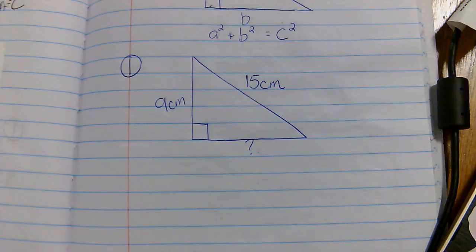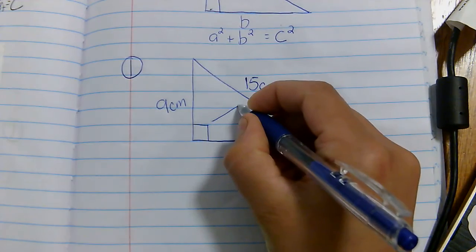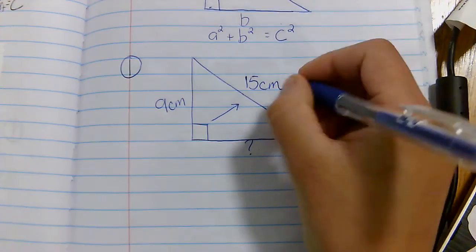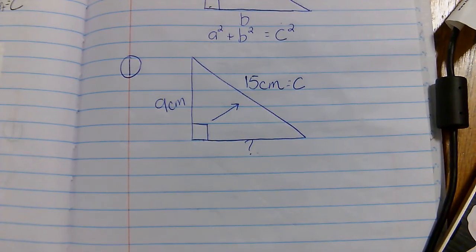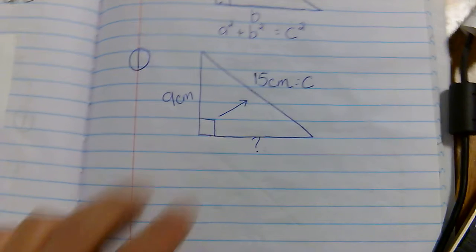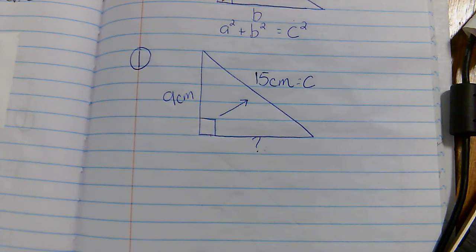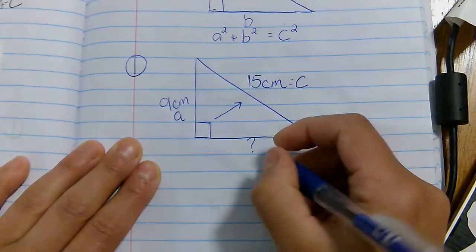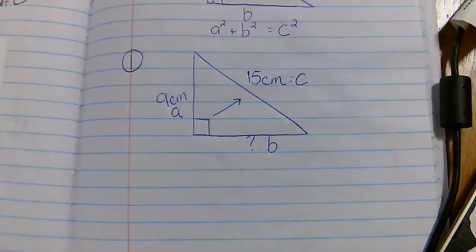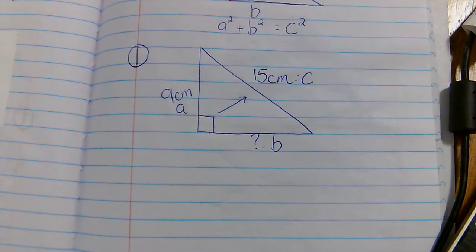I know that this here is my hypotenuse. This has to be my C value because it's opposite the right angle. And these two must be my legs. It doesn't matter what you want to call A, what you want to call B. It's totally up to you. But I'm going to call this side A, and I'll call this side B. Now that they're all labeled, I can go ahead and use the Pythagorean theorem to figure out what this missing piece is.